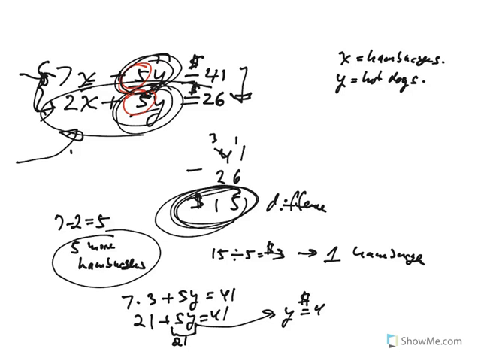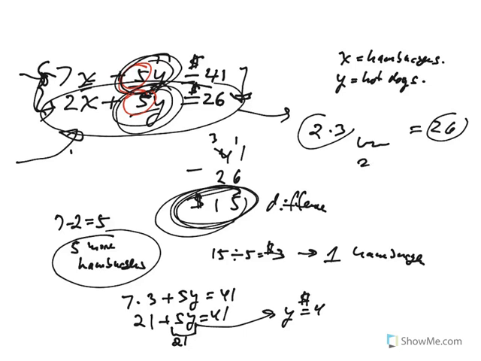Had you instead looked at the bottom equation, you would have said, well, 2 times 3, that's 6, but it has to add up to 26 altogether. So that means that the other $20 has to come from the 5 hot dogs.